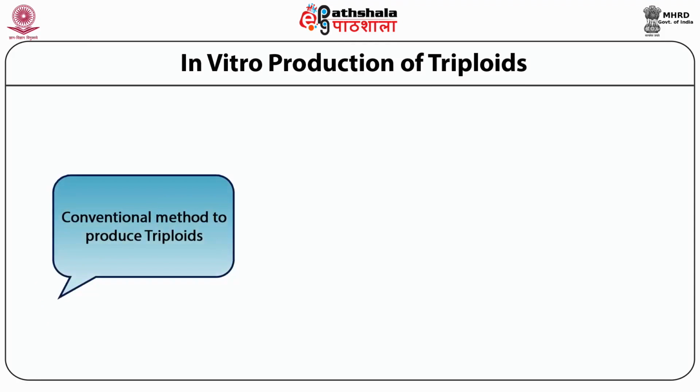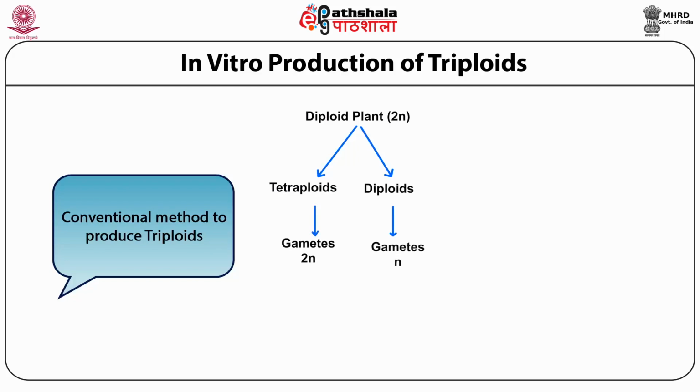The conventional method to produce triploids is that you first take a diploid plant, you duplicate the chromosome number by treating with colchicine and get tetraploids. And then the tetraploid is crossed with the diploids. Because the gametes of tetraploids are 2n and the gametes of diploids are haploid, when they are crossed, they produce a 3n plant. It's a triploid plant. That's the conventional method.